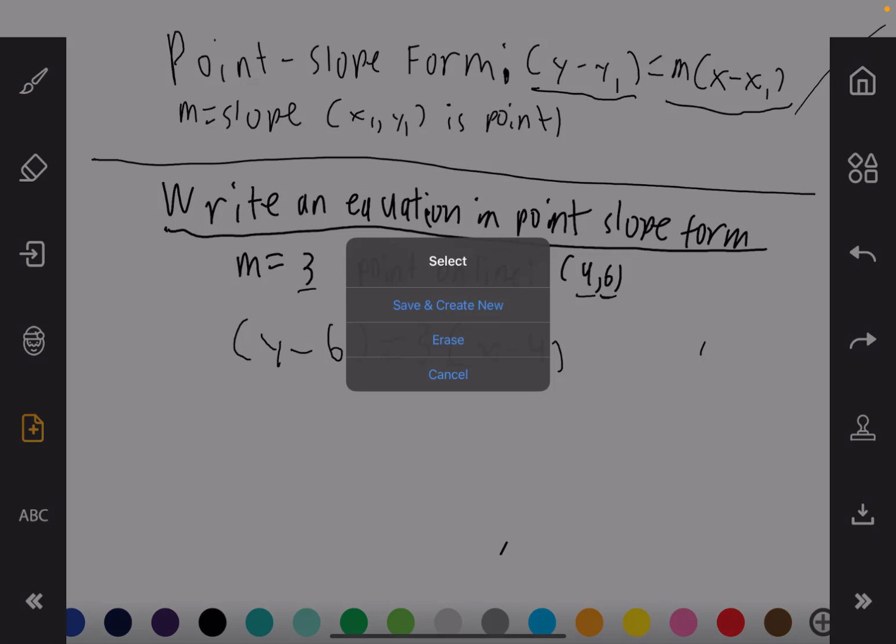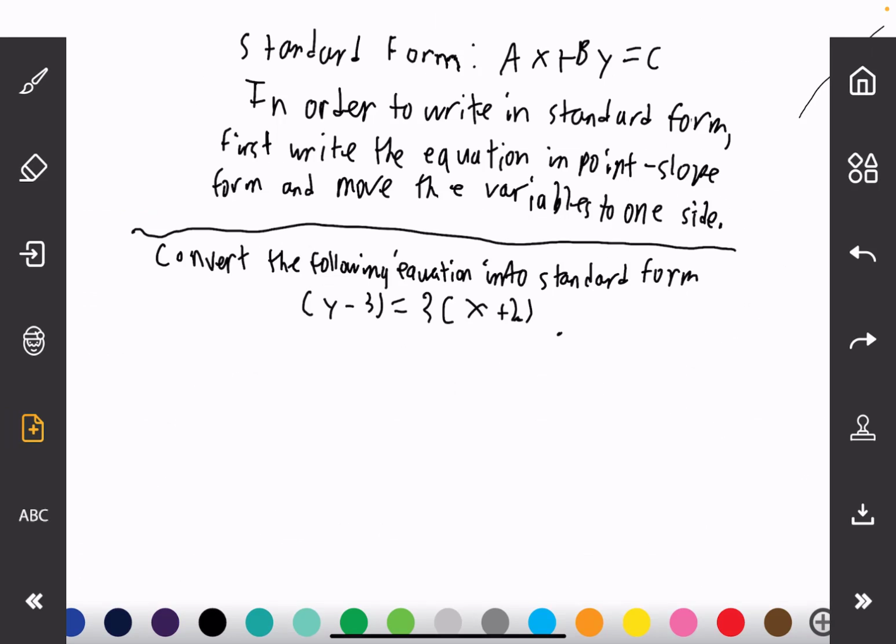Next, we're going to go over standard form. Let's come over here. The standard form equation is ax plus by equals c, where a, b, and c are real numbers. In order to write in standard form, first write the equation in point-slope form, and then move all the variables to one side.